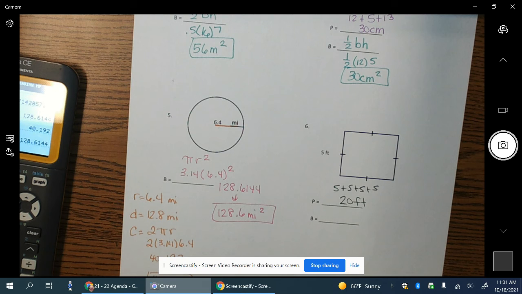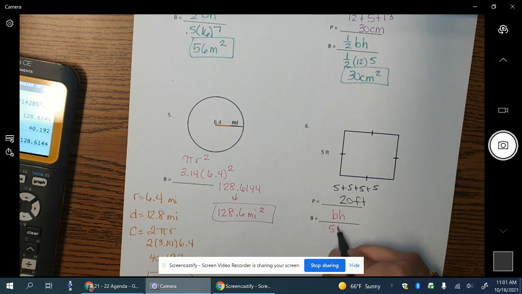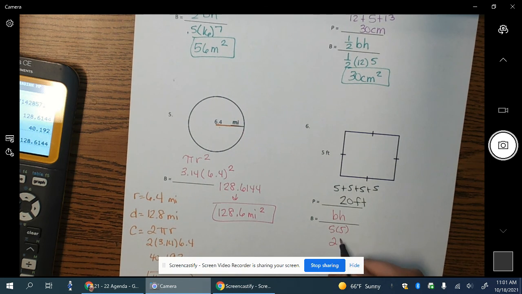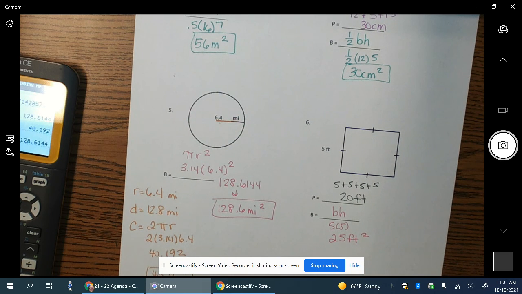Now, how do you do area? 5 times 5 is 25. Base times height. 5 times 5 is 25 feet squared. Okay. So that is all we are doing. Is that difficult? No, we have done it before. It's not new information, and you just forgot.